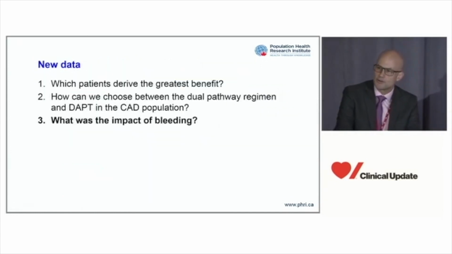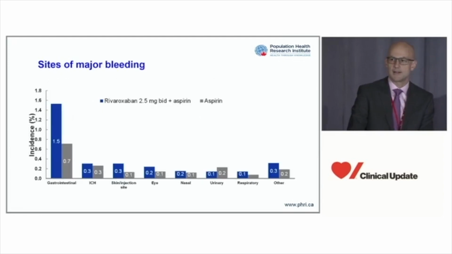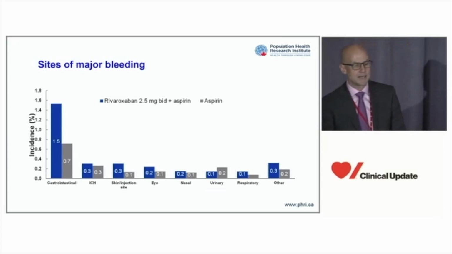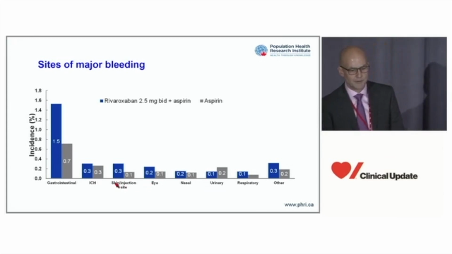I'm going to end with a few comments on bleeding. And up until now, I've said very little about the downsides of dual pathway therapy. There is no doubt that adding rivaroxaban to aspirin increases bleeding. In fact, there is a doubling of the risk of GI bleeding. Although no increase in intracranial bleeding, no increase in other critical organ bleeding, and no significant increase in any other type of bleeding except skin bleeding. But this is where all the action is.